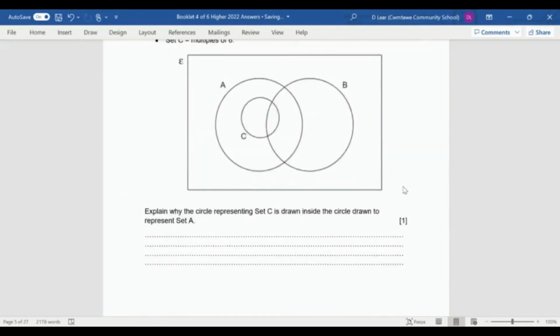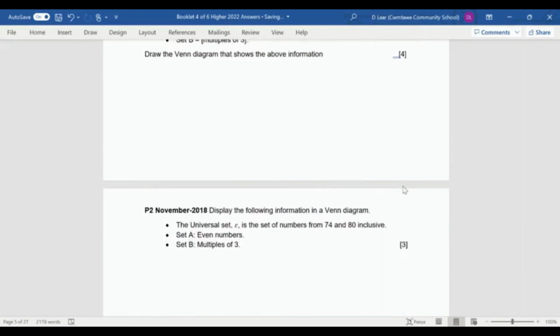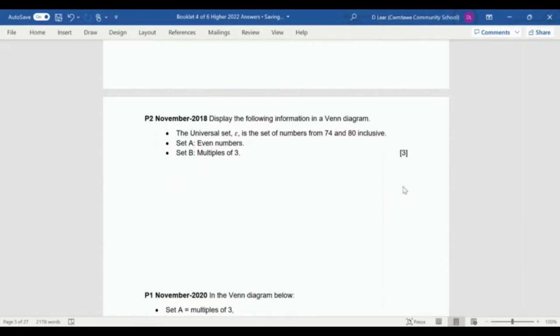Now, another type of question, I'll go back to something like this, okay, involves you drawing the Venn diagram. The universal set E, so these are the numbers we're going to put on, is all of the numbers from 74 to 80. So individually, we have to put these numbers in the right place.